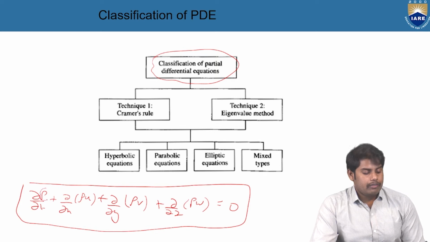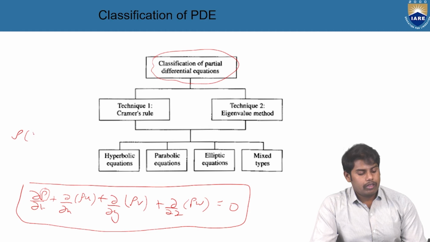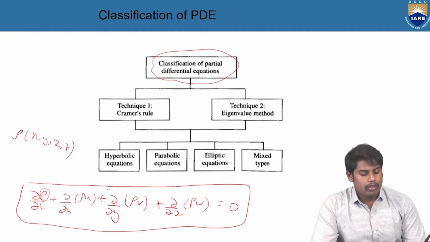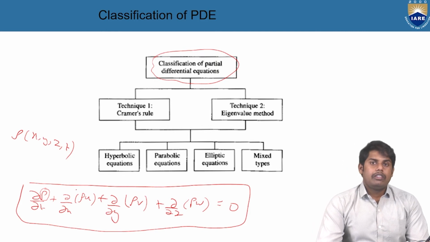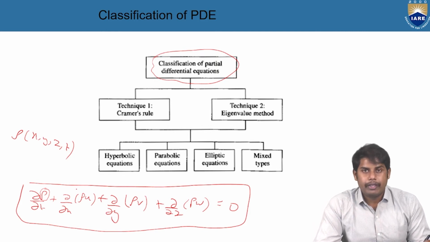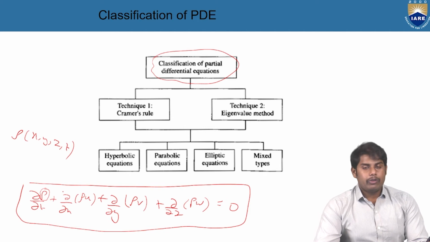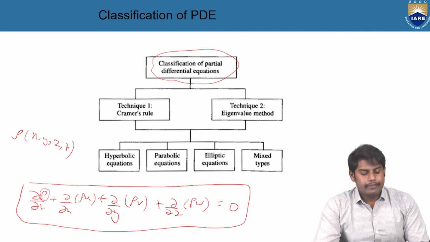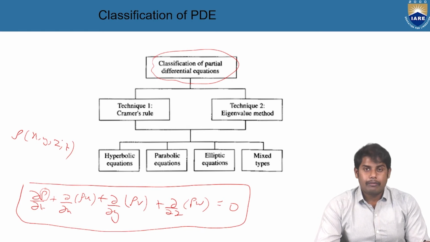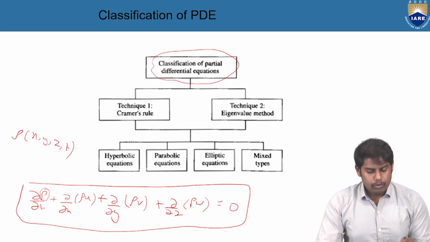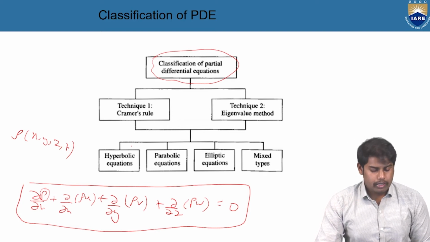Here the density is a function of time and space, okay, so x, y, z and time. Here u velocity, v velocity, w velocity are functions of space, x and so on. That's why we are using the partial differential equations. Basically there are two techniques: you have Cramer's rule and you have the eigenvalue method. Based on these two methods, we will classify the partial differential equations.